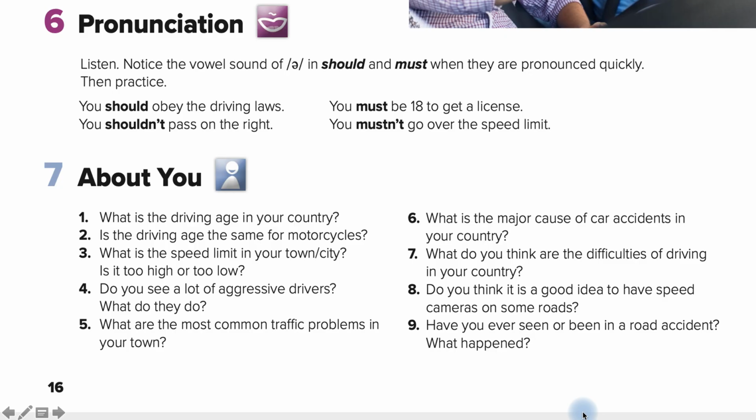Now let's move on to the next part, which is the pronunciation. Right now you are going to listen and you have to notice how the vowel sound is pronounced in should and must when they are pronounced quickly.